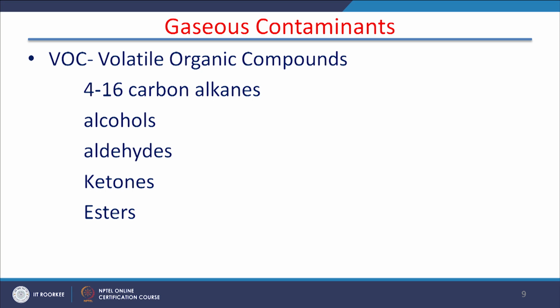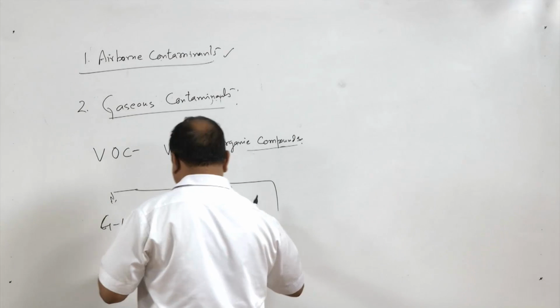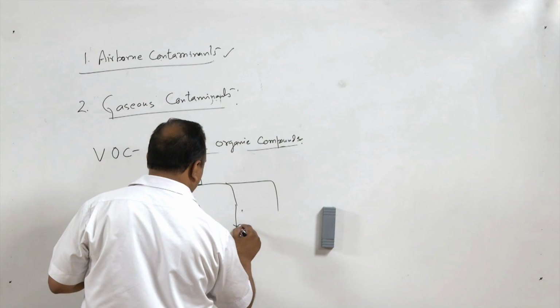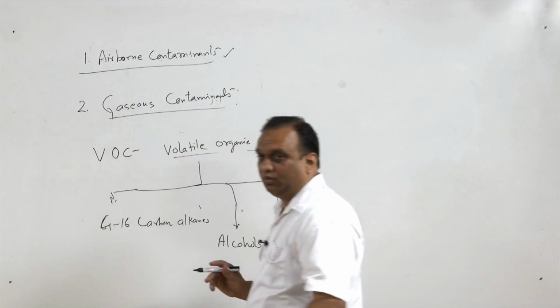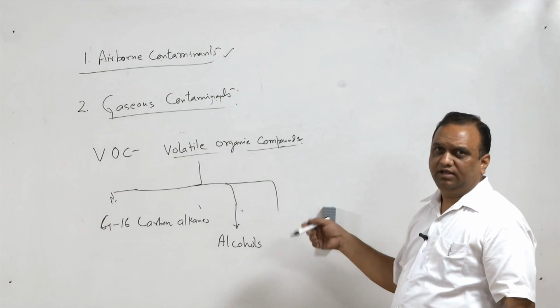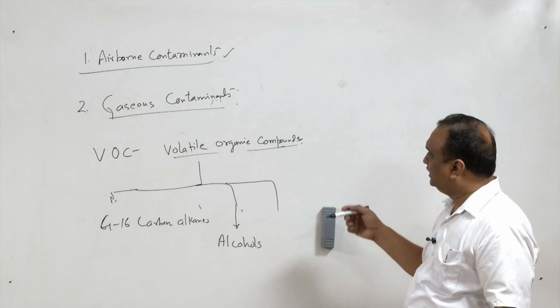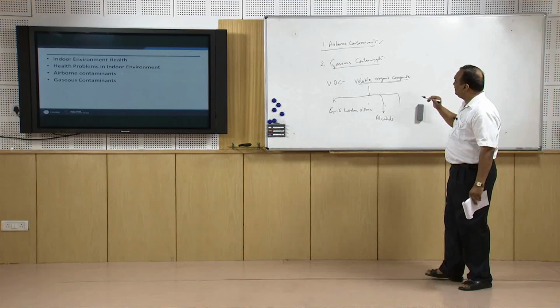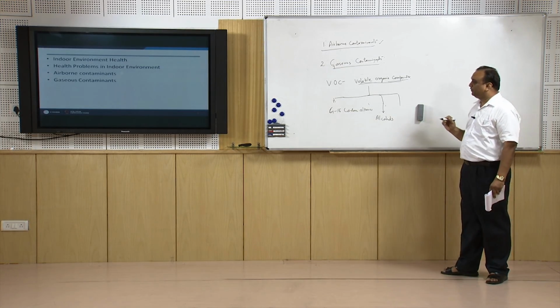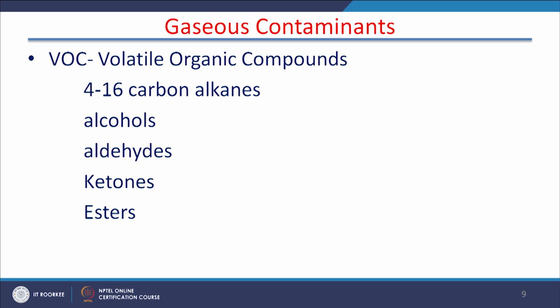carbon, alkanes, different types of organic alkanes, alcohols, aldehydes, ketones, esters. So there are many such organic chemical compounds, and when the vapors of these volatile compounds are mixed with the room air, it affects the quality of air which is being circulated in the room.